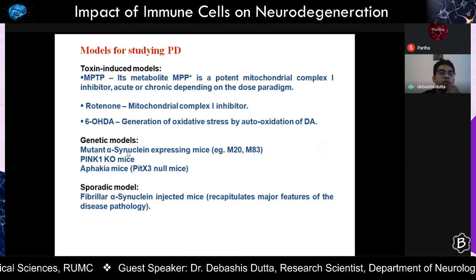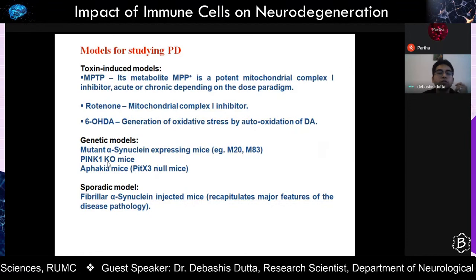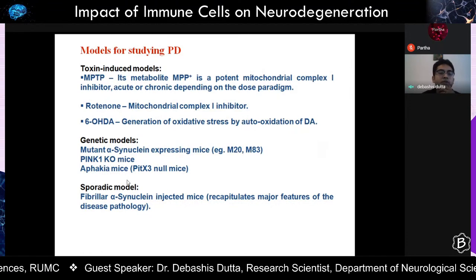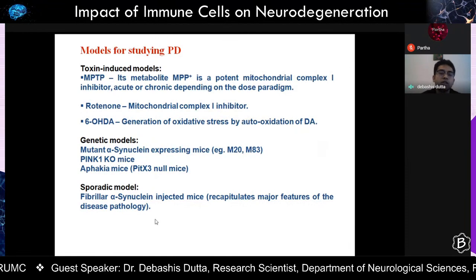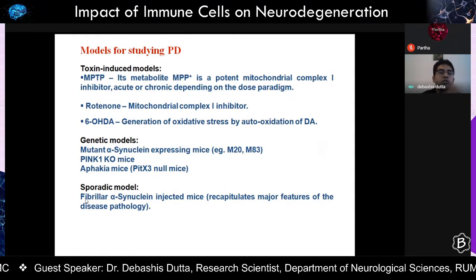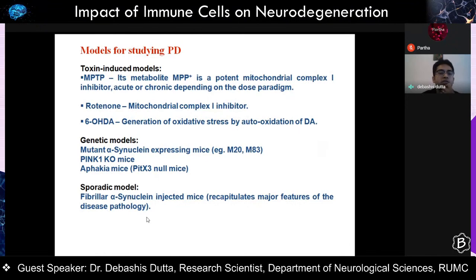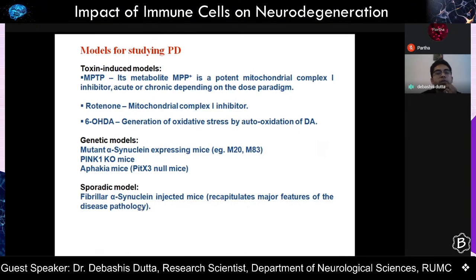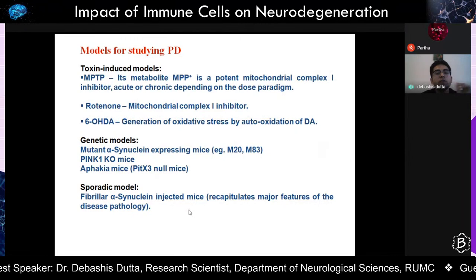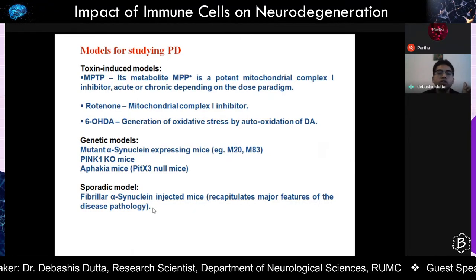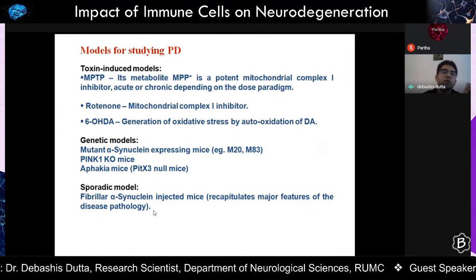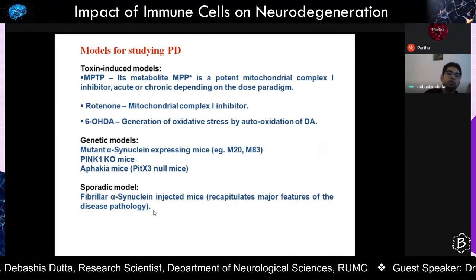We have the mutant alpha-synuclein expressing mice, PINK1 knockout mice, or Parkin mice. But one of the trendiest in current research is the sporadic model of Parkinson's disease, which is created by injection of fibrillar alpha-synuclein. As I said, alpha-synuclein, or aggregation of alpha-synuclein, is the hallmark of this disease.